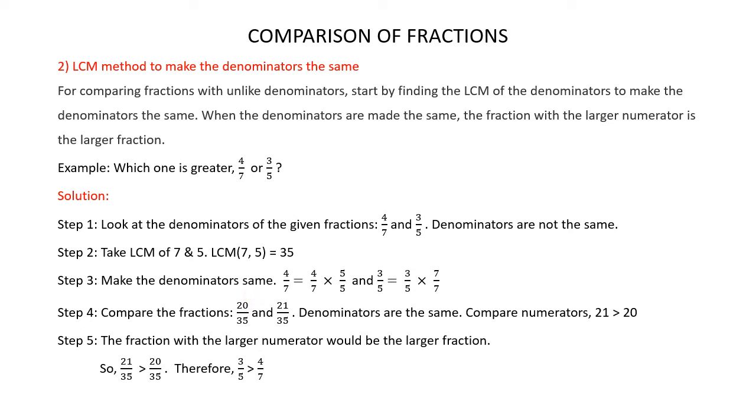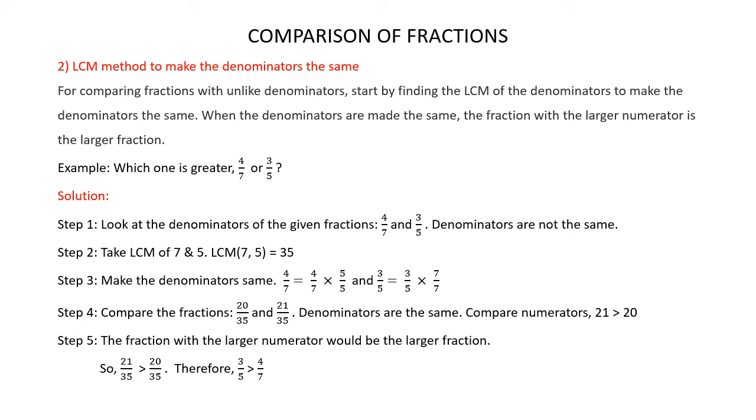Now take the fraction 4 by 7. To make the denominator 7 as 35, you have to multiply 7 with 5. So 7 multiplied by 5 is 35. Since you have multiplied the denominator with 5, multiply the numerator also with 5. So 4 multiplied by 5 is 20. So you get the fraction 20 by 35 here.